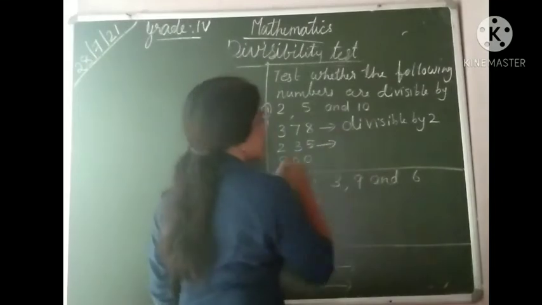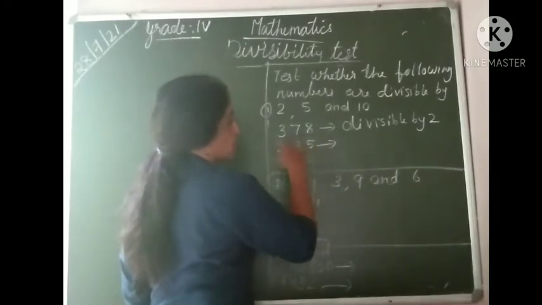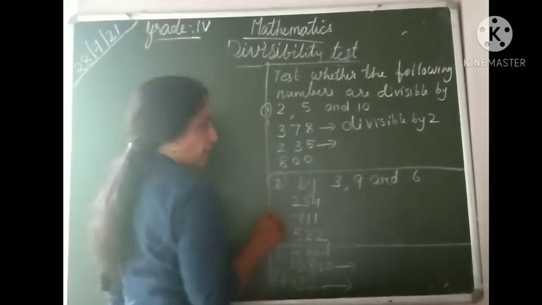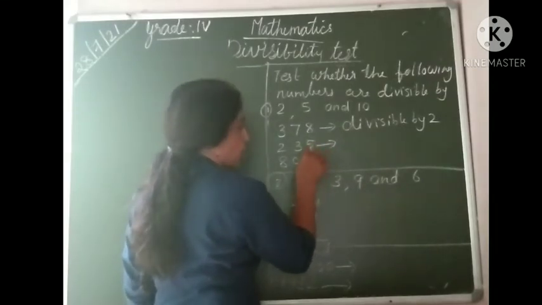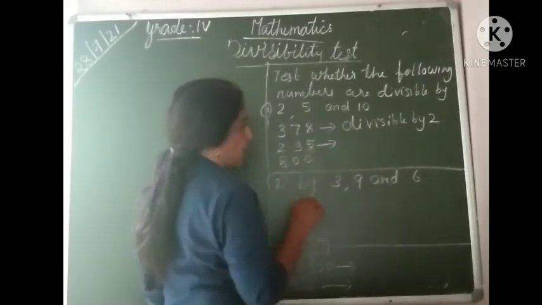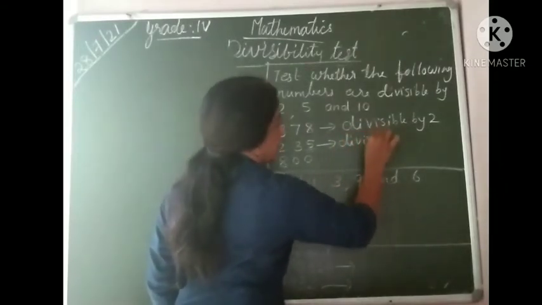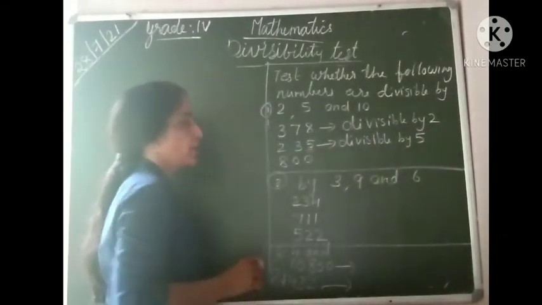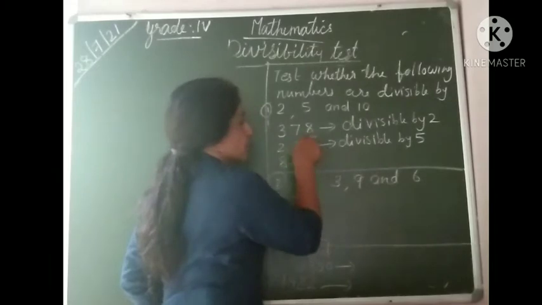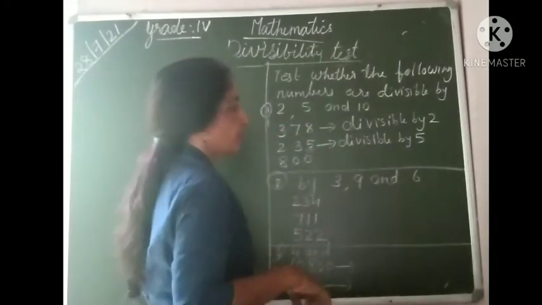Now, is this number divisible by 2? Is the number 2, 4, 6, 8 or 0? That number is not here. Therefore, it is not divisible by 2. Then, by 5, yes. The condition is ones place number is 0 or 5. Therefore, this number is divisible by 5. Is this number divisible by 10? No. What is the condition? Ones place number is 0. Therefore, the second number is divisible by only 5.